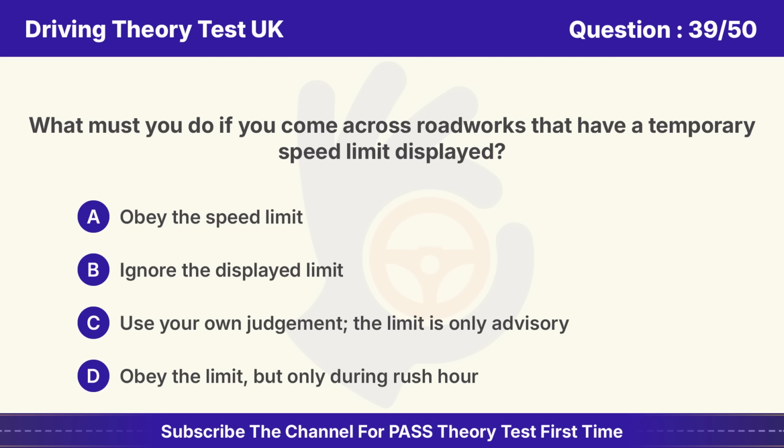Question 39. What must you do if you come across roadworks that have a temporary speed limit displayed? Option A. Obey the speed limit. B. Ignore the displayed limit. C. Use your own judgment. The limit is only advisory. D. Obey the limit, but only during rush hour.